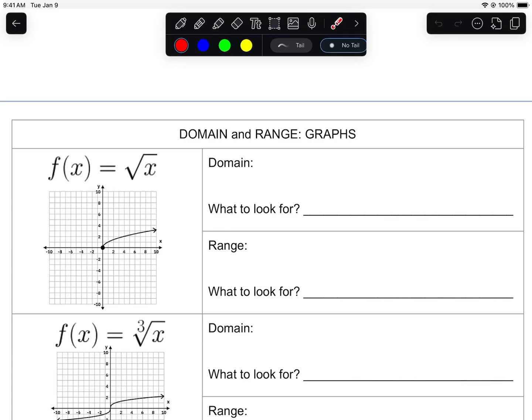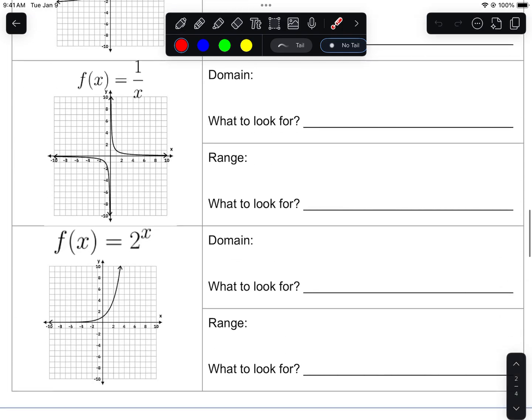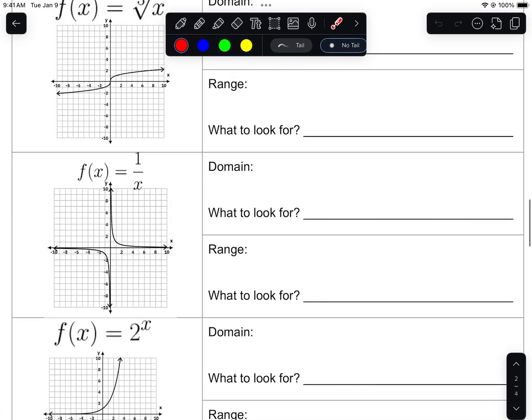Okay guys, welcome to our video on domain and range for graphs. This is pretty much just an intervention, because we're going to talk about two new domains and ranges for square roots and cube roots, but we're going to go back to some old stuff as well.